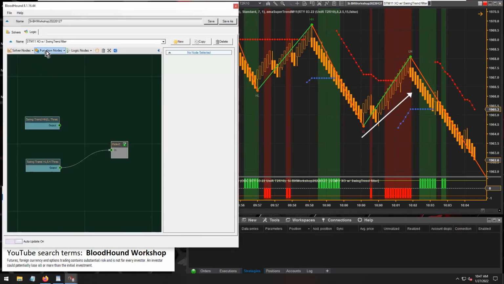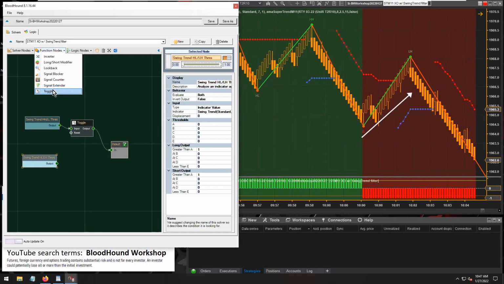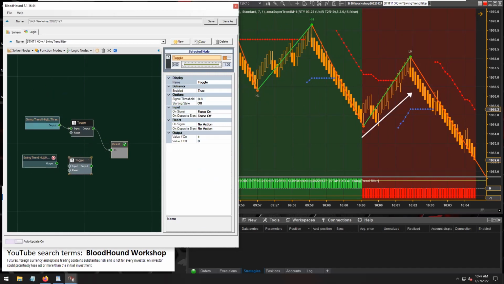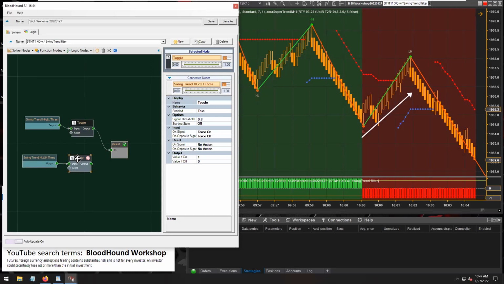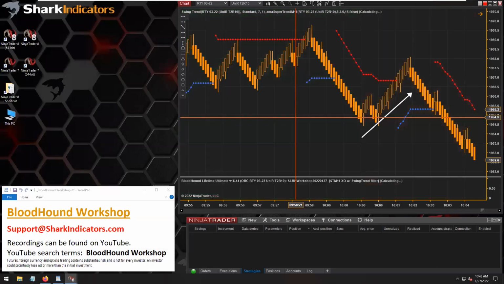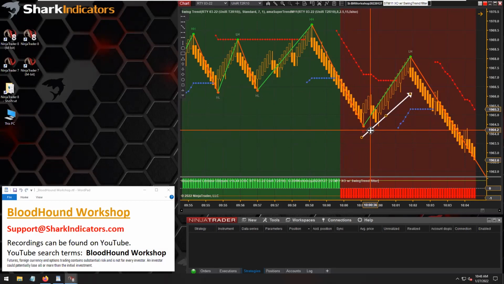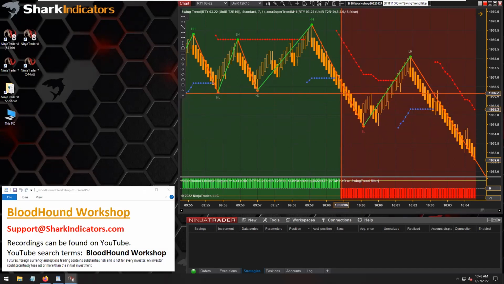So what we're going to need are some toggle nodes. I think we're going to need two toggle nodes. Put those in here. All right. So I'm reloading the chart again so we can see the correct data here.